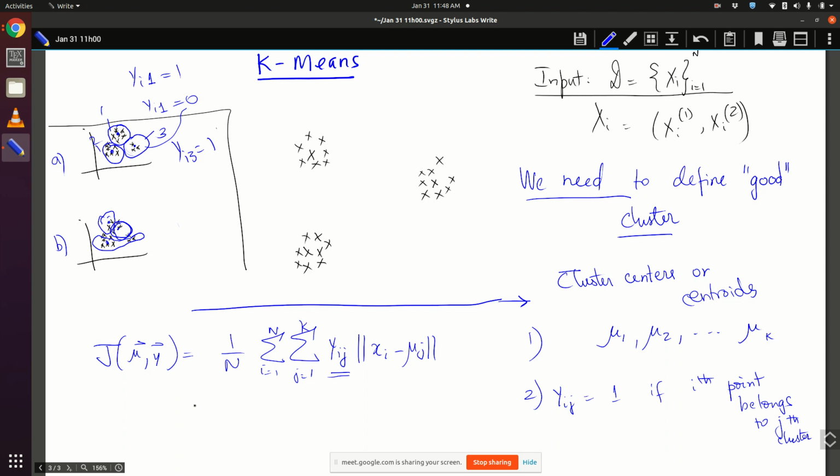Okay, and the goal of k-means is to do argmin: try to find those assignments which will minimize this. So you want to find all those mu's and y's such that this is minimized.